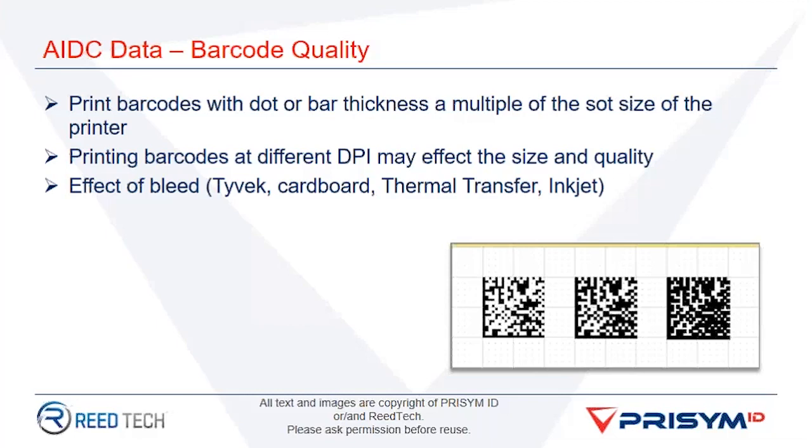Also, the material you are printing onto and the technology you're using will affect the quality. If you're using a thermal transfer printer, you may see ribbon bleed as the head heats up and cools down at the start and end of a dot or a bar. On inkjet printers, the dots may shrink or swell, depending on the surface that the ink is being applied to. To achieve a suitable quality of print, you may need to increase or decrease the bar or dot sizes based on both the printer and the label that you are using.